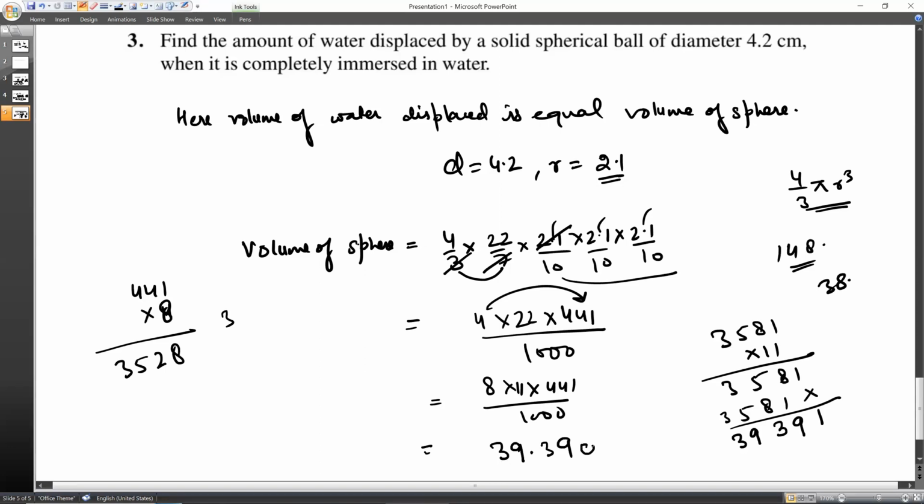Centimeter cube. If it is in centimeters, it will be centimeter cube, because the unit of volume is cube, centimeter cube. Got it? Got it? Yes, sir. Copy this one fast.